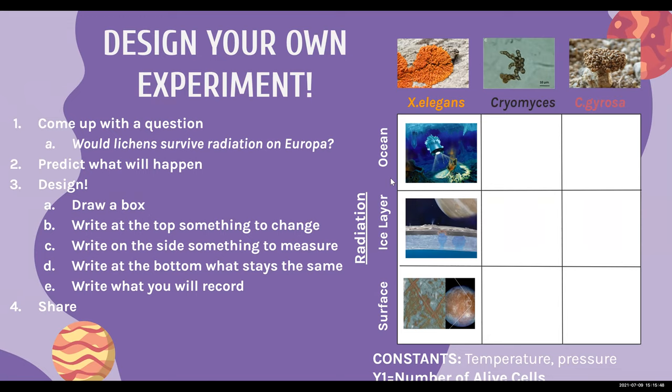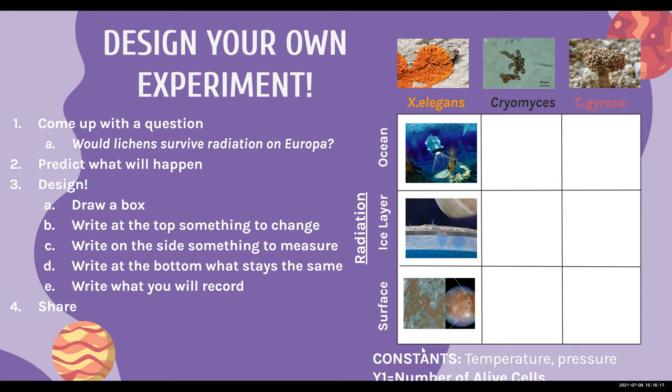All right, thank you. I wasn't able to finish the entire experiment design, but I do have a question. My question is, if we cut a piece of the lichen off, would it regenerate itself or would it just stay as two separate organisms? Or what would happen if you basically cut it?